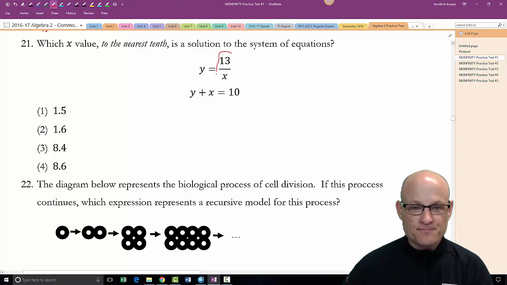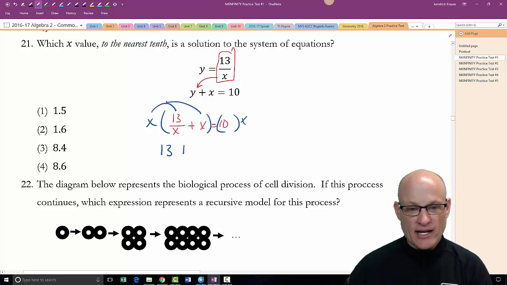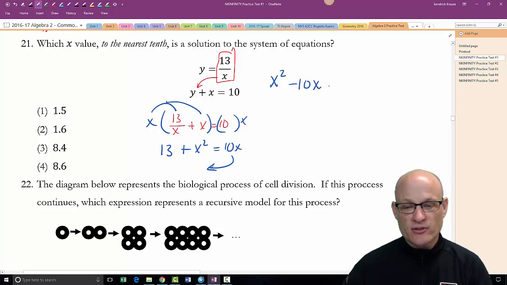Wow. Okay, so this is y. So I'm just going to plug that in for y. So I get 13 over x plus x equals 10. Now, in order to get rid of this x down here, I'm just going to multiply both sides by x. By doing that, if I distribute here, I get 13. If I distribute here, I get x squared equals 10x. Now, whatever you multiply one side by, you have to multiply by the other. I'm going to bring this 10x over, so I get x squared minus 10x plus 13 equals 0.